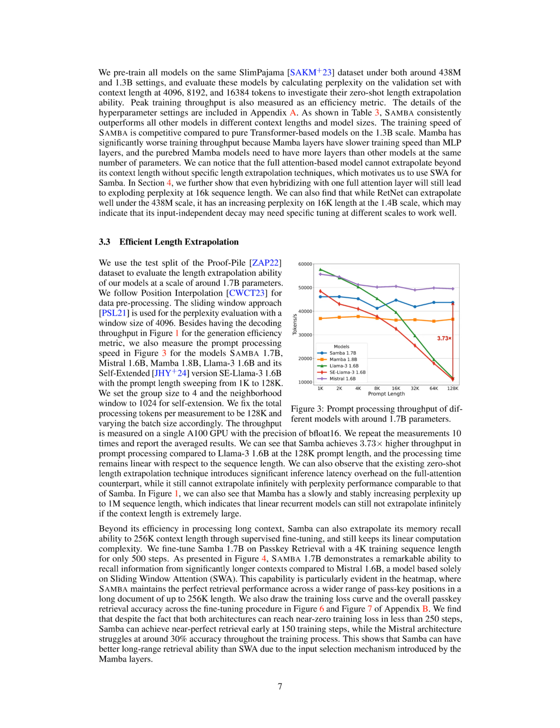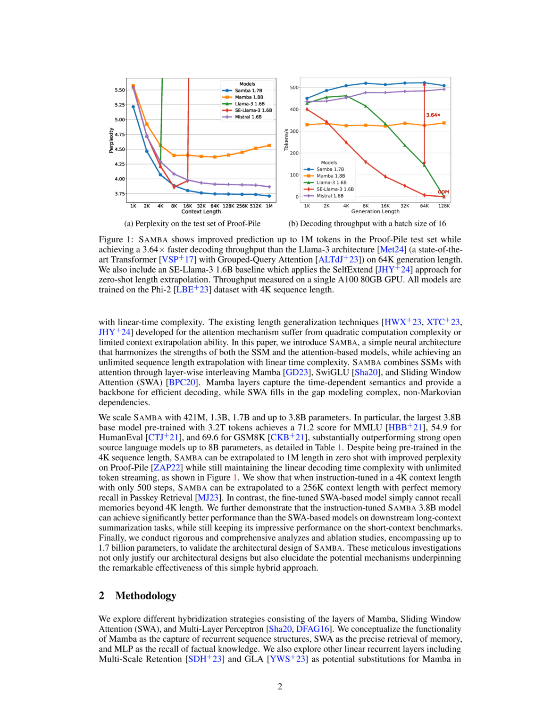Additionally, SAMBA exhibited the ability to extrapolate to longer sequences, reaching up to 1M length in zero shot with improved perplexity on proof pile. SAMBA also excelled in memory recall tasks, being able to recall memories up to 256K context length with perfect memory recall in passkey retrieval.